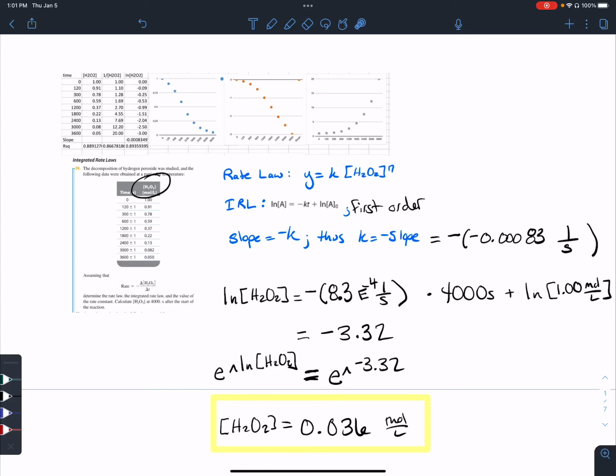Let's take a look at number 39. The decomposition of hydrogen peroxide was studied and the following data was obtained. We have time and concentration.